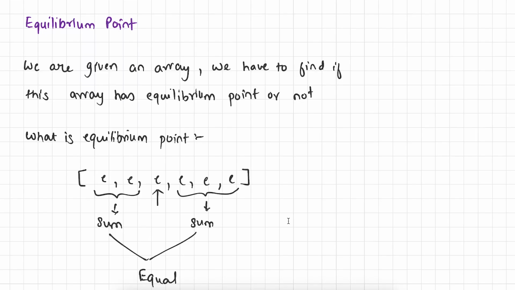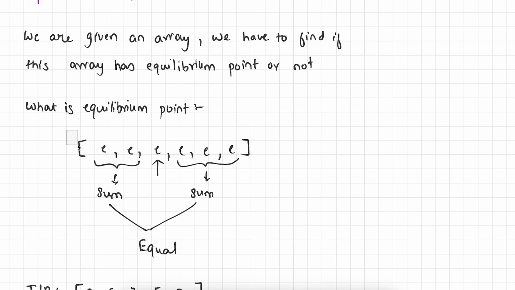Alright guys, let's begin this video with this problem. We are given an array and we have to find if this array has an equilibrium point or not. If it exists, then we have to return true, and if it doesn't exist, we have to simply return false. But the question over here is, what does it mean by equilibrium point? So let me show you.